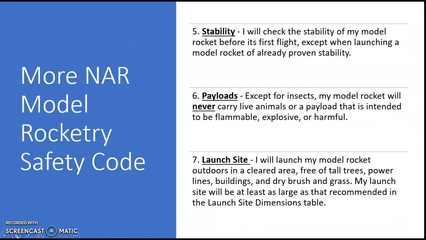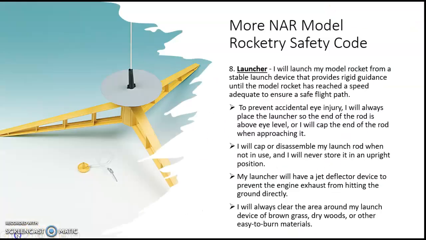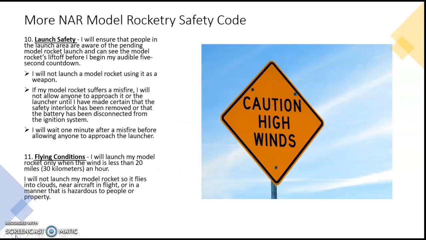I'm not going to read this to you. It talks about the launch site dimensions. So how big does the launch site need to be depending on the size of your engine? Most of our engines are going to be in the B range. We have some A range, and I don't think we have any D. We have maybe a couple of C's. So this gives you what it needs to be if it were the minimum site dimensions. So this would be feet, has a diameter, I believe. More safety code. More safety code. I mean, it's long. Oh, and then it's done.